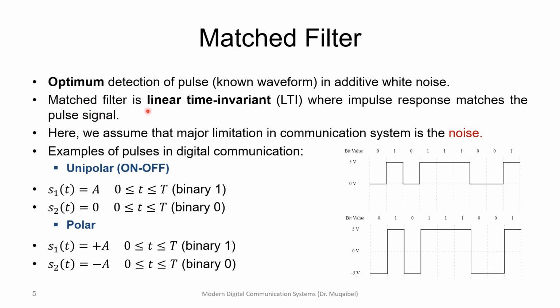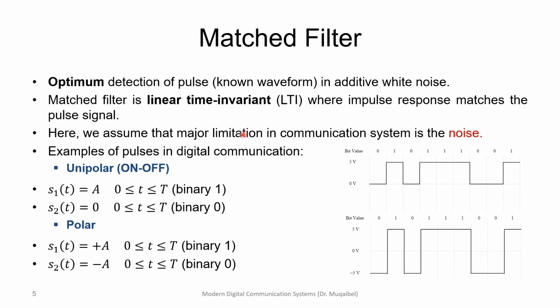The matched filter is a linear time invariant system whose impulse response is matched to the pulse signal, and this is why the name is called matched filter. We'll see this in more detail. We're just now defining the name to be matched filter because h of t, the impulse response, is matched to the waveform used to represent the symbols.